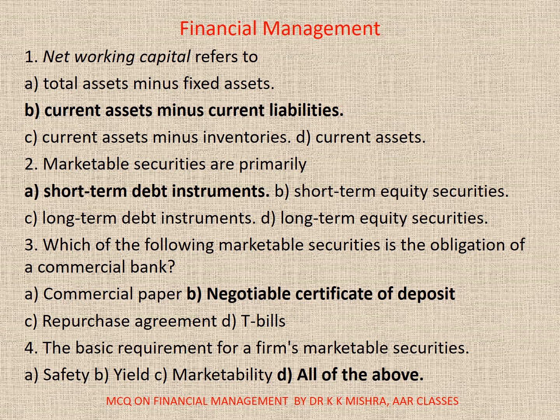3. Which of the following marketable securities is the obligation of a commercial bank? A. Commercial paper, B. Negotiable certificate of deposit, C. Repurchase agreement, or D. T-bills. Correct option is B. Negotiable certificate of deposit.